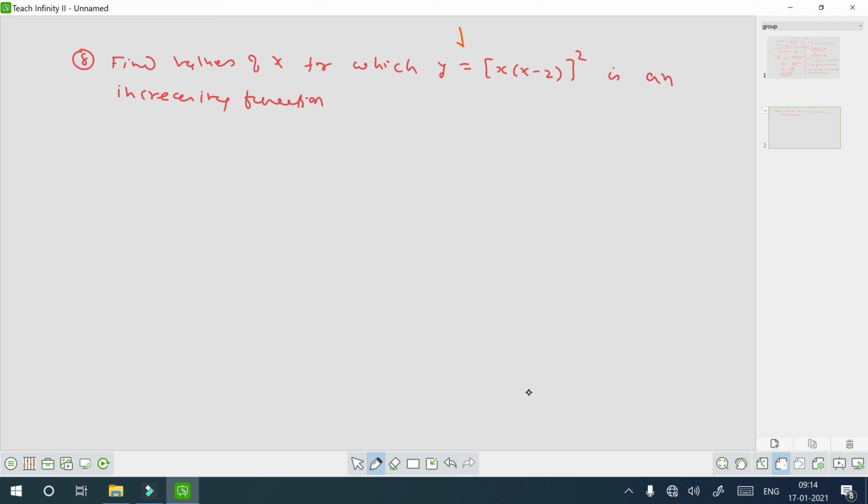Find the values of x, or find intervals, for which y is equal to x into (x minus 2) whole square is an increasing function. This is example number 8, exercise 6.2. In some textbooks, this function is given incorrectly due to a misprint. See, this part is a misprint. In some textbooks it is given in this way, but the correct form is this one: y is equal to this much. Clear? So let us start.